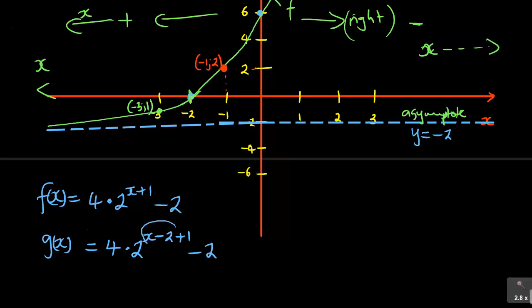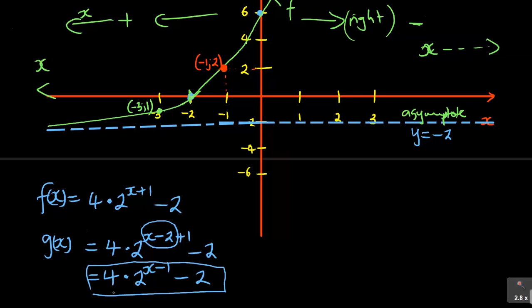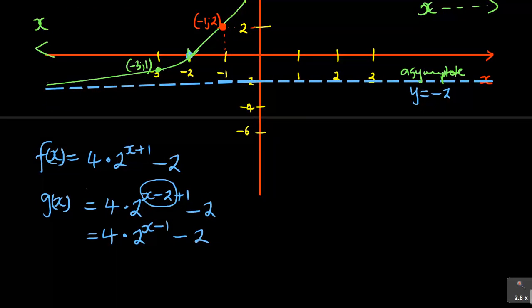So this is the part where things are changing. When I'm saying x minus 2, it means I have moved 2 units to the right. And then there is the plus 1 of the equation. So when you simplify it, it will be 4 times 2 to the power x, now minus 2 plus 1 is minus 1, minus 2. So this will be the new equation that you'll be having. So that's how you simplify that particular question so that you can get 1 mark.